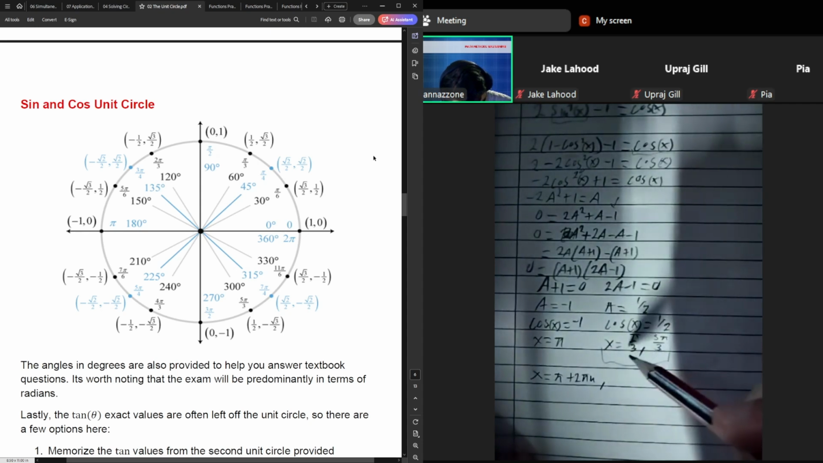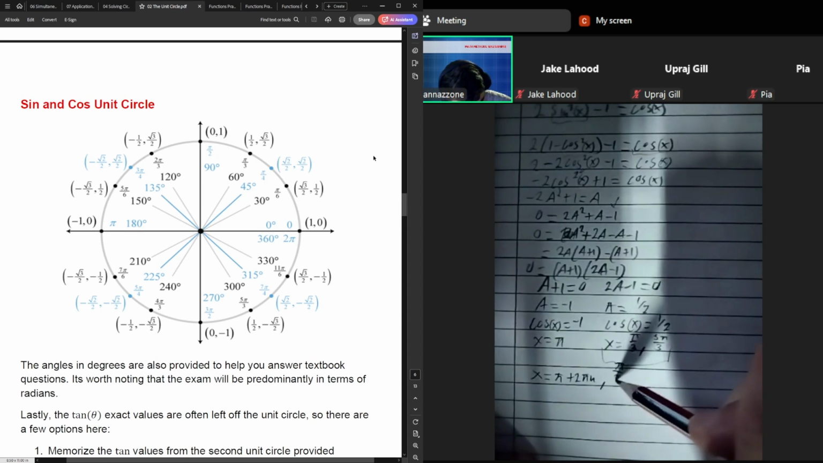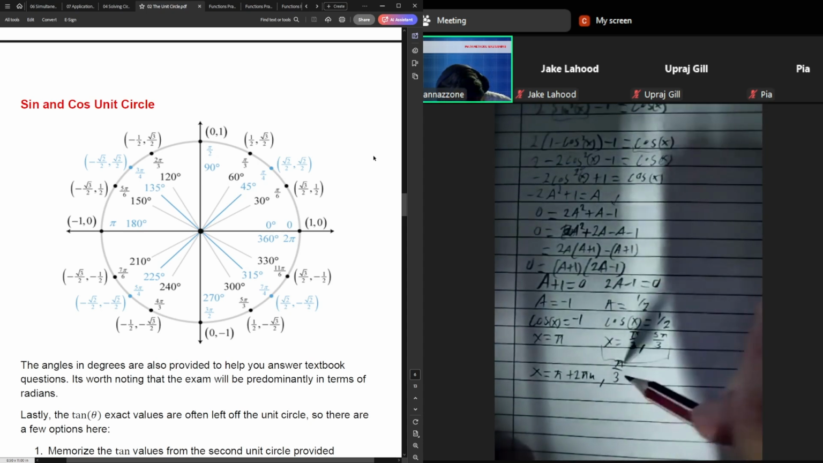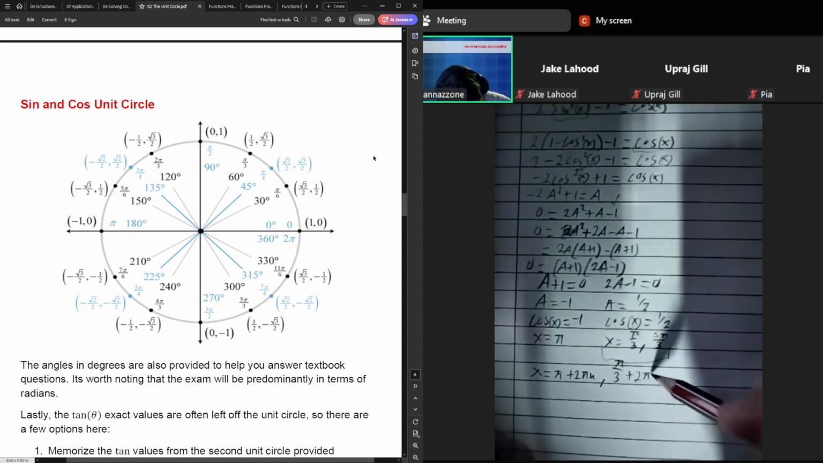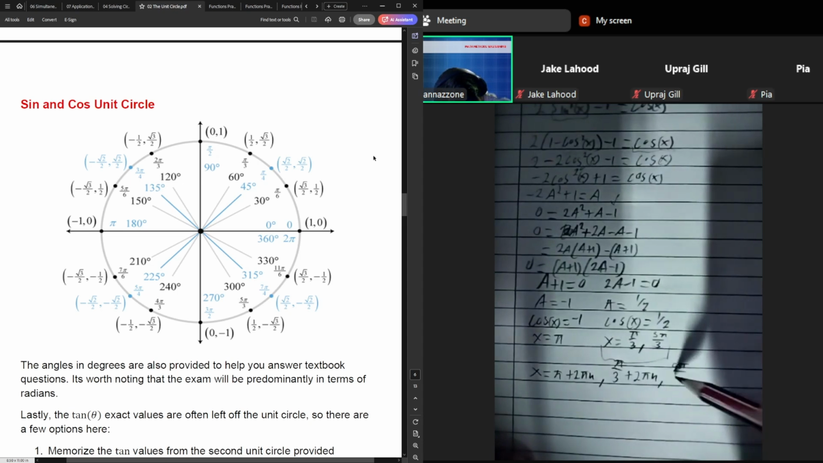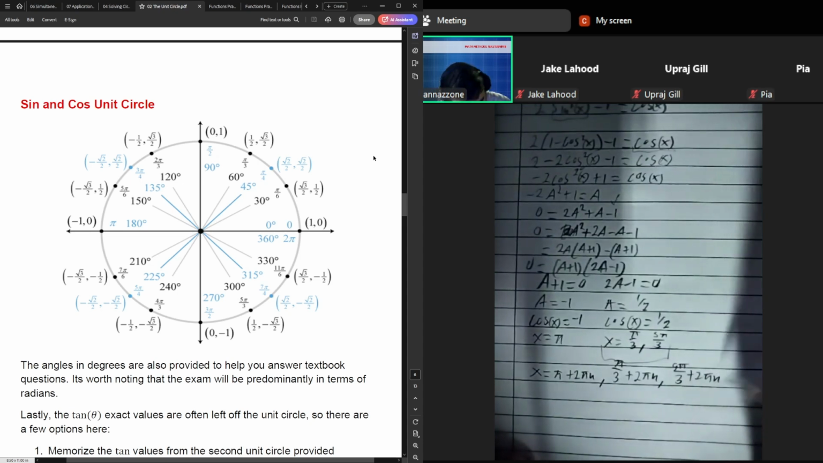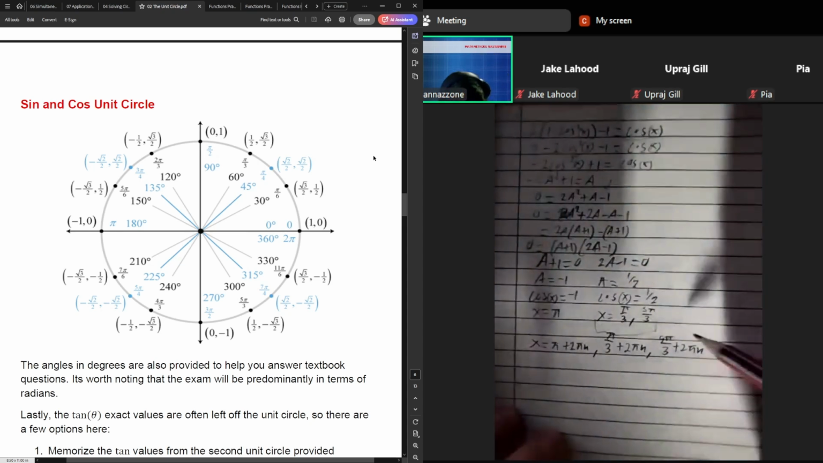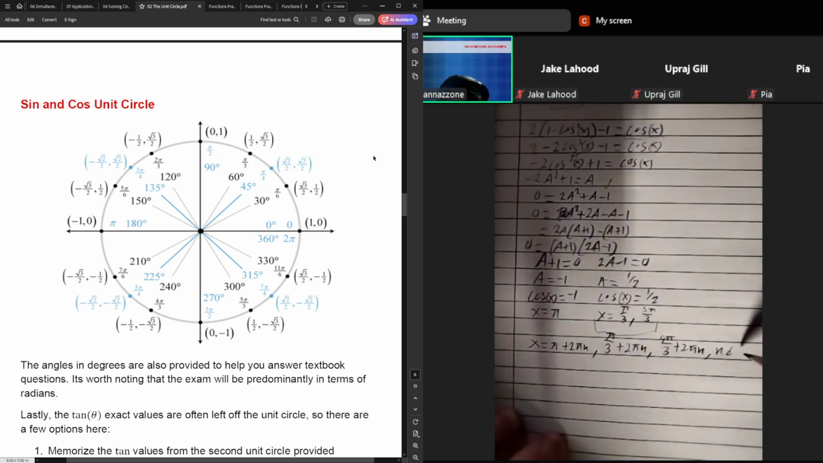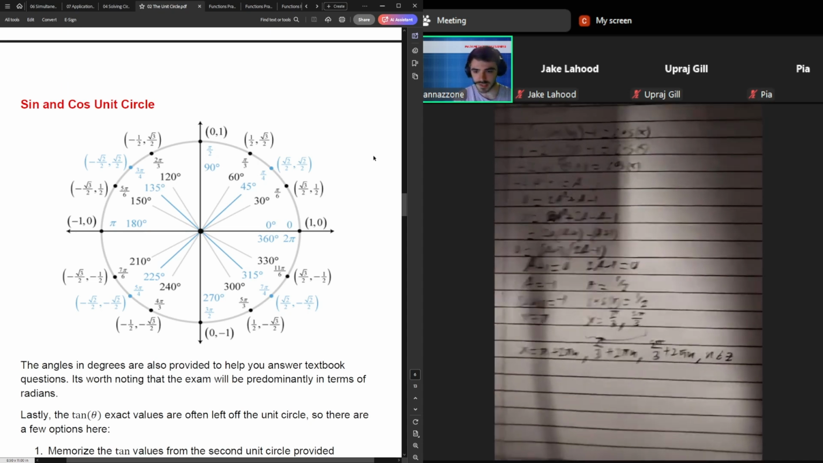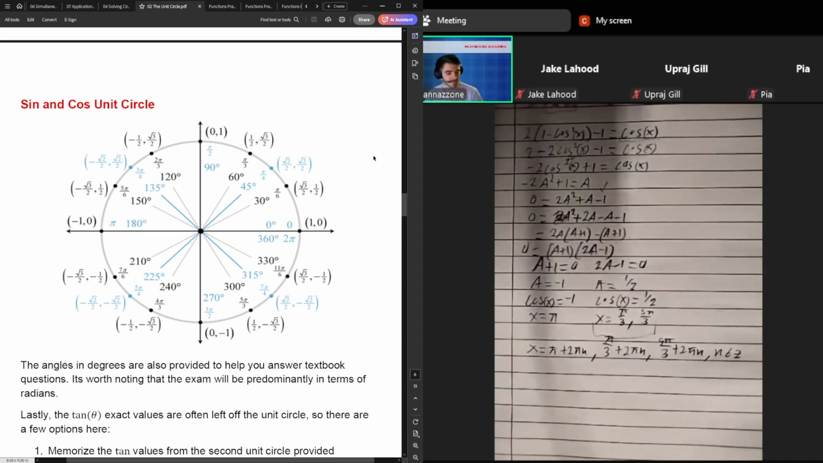And now there's two ways you could do this one. You could again add 2 pi n to both of these, in which case you've got pi/3 plus 2 pi n and 5π/3 plus 2 pi n. When you're doing this, just make sure to put n is an element of z for the integers. That's a very refined, very specific way of giving the solution there.